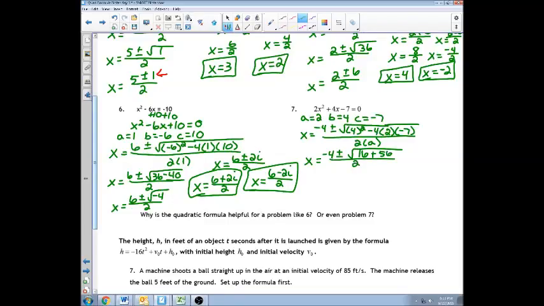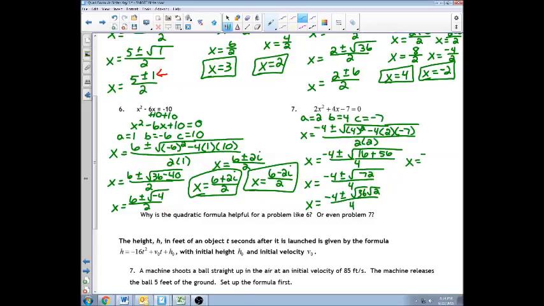All over 2. I'm sorry, this is 2 times a, which is really 2 times 2 right here. Make sure you fix that. I apologize. Need to fix this, and we need to fix this. So that would actually be 2 times 2, which is 4. So x equals negative 4 plus or minus the square root of 72 over 4. This would get me negative 4 plus or minus the square root of 36 times the square root of 2 all over 4.